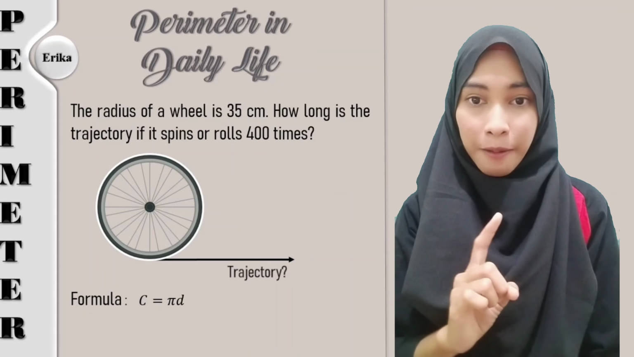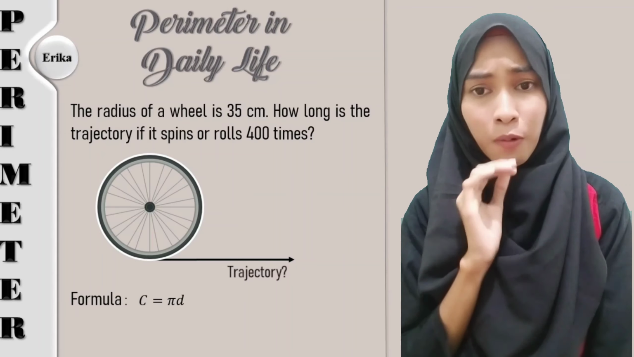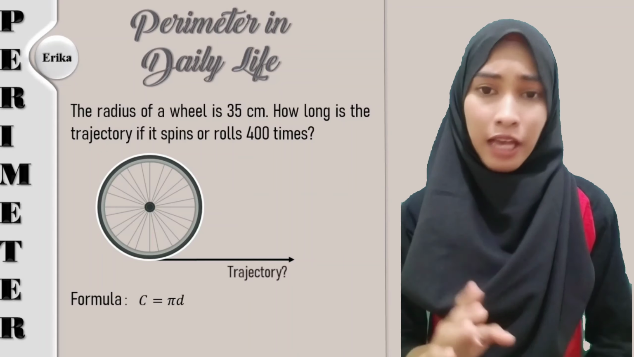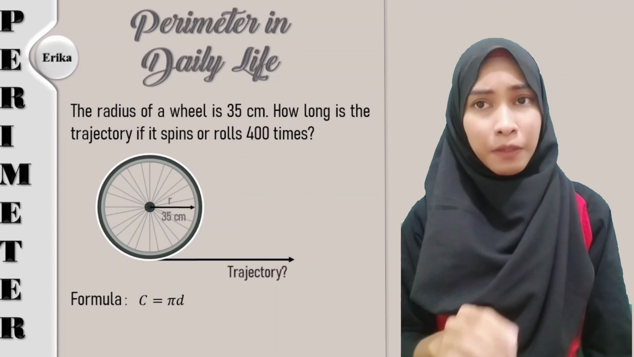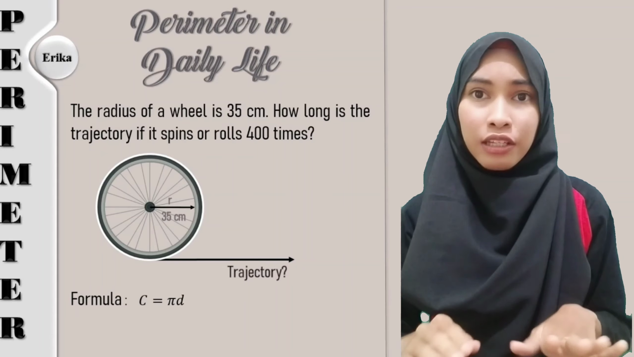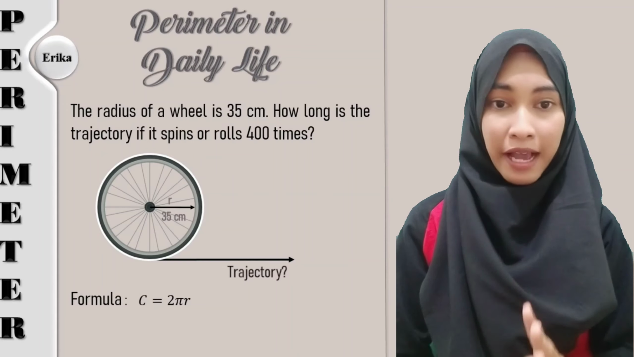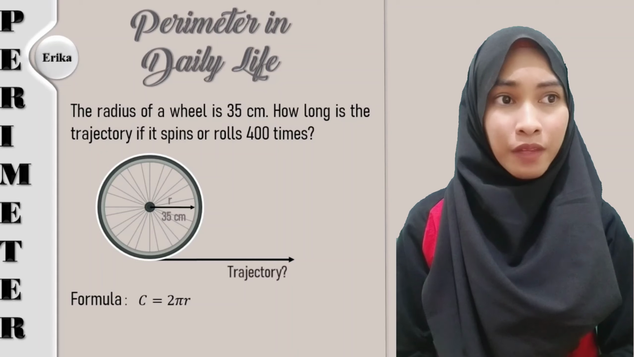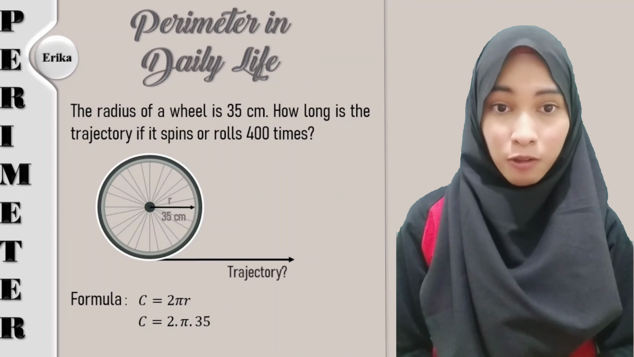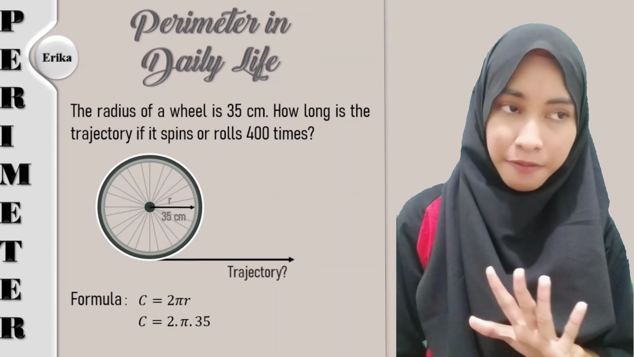C equals pi times d. But from the question, we didn't find the diameter in this case. We just have a radius. So, because the diameter is 2 times radius, we can change the formula like this: C equals 2 times pi times r. Now, we just have to put the numbers in the formula. C equals 2 times pi times the radius, 35.